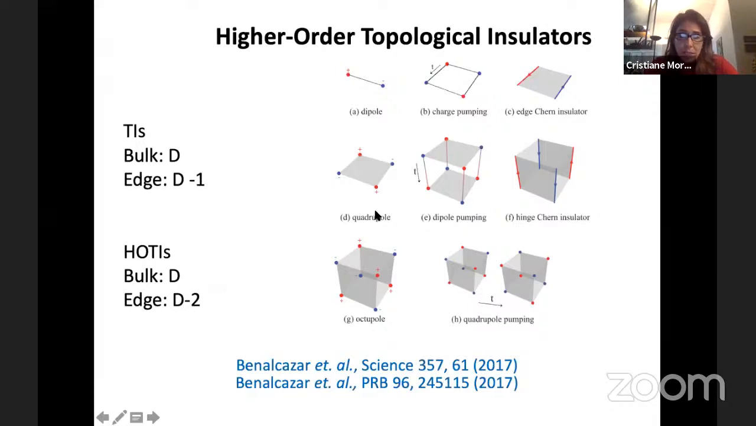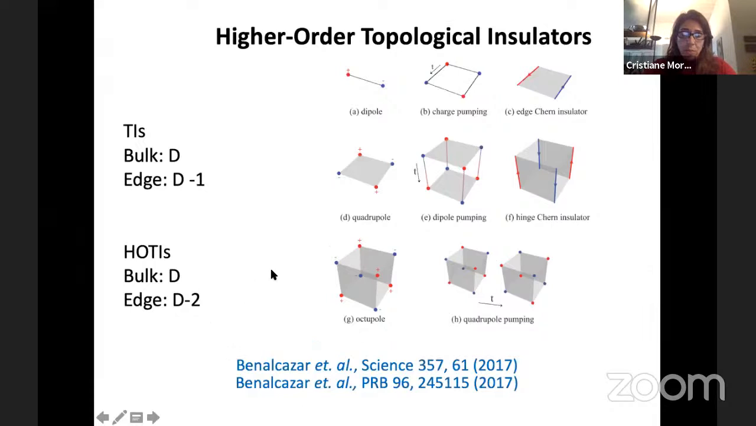So simple examples would be that, for instance, in 2 dimensions, as you see here in D, instead of having the edge modes that are 1-dimensional as in C, where you have a Chern insulator, you would have corner modes, characteristic of a quadrupolar order. And in 3 dimensions, you could have either 1-dimensional hinge states, or you could have corner modes again. So it has to be D-2.